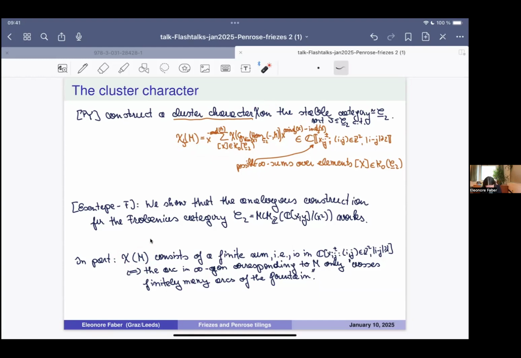Let's see if it works. A cluster tilting subcategory corresponds to a fountain triangulation. If you cross only finitely many arcs of the fountain, meaning you have an arc that's somewhere on one side, then you get something finite. But the problem is if you want to compute this cluster character for something that crosses infinitely many arcs, then you will get an infinite expression.